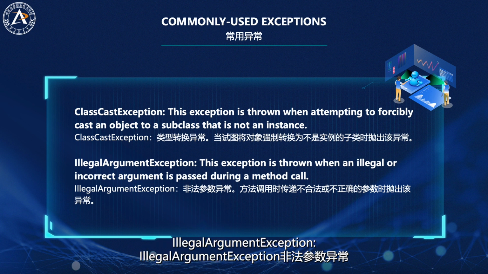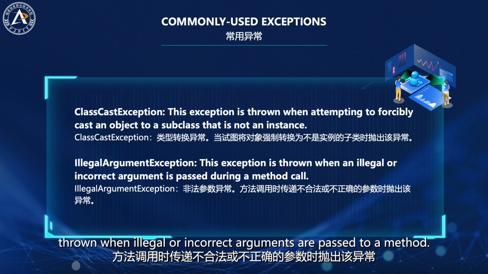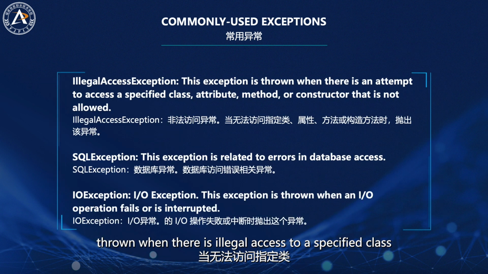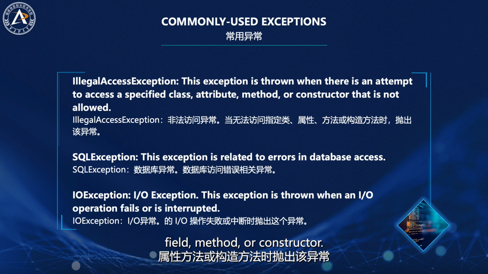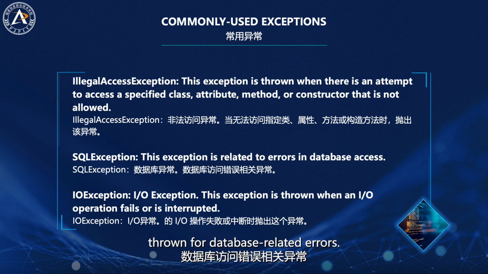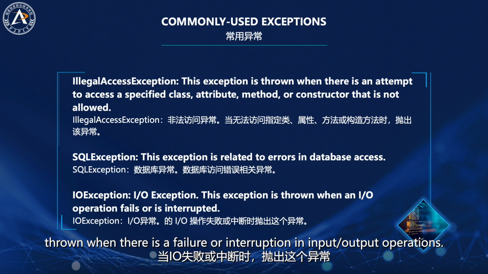Illegal argument exception, thrown when illegal or incorrect arguments are passed to a method. Illegal access exception, thrown when there is illegal access to a specified class, field, method, or constructor. SQL exception, thrown for database-related errors. IO exception, thrown when there is a failure or interruption in input or output operations.